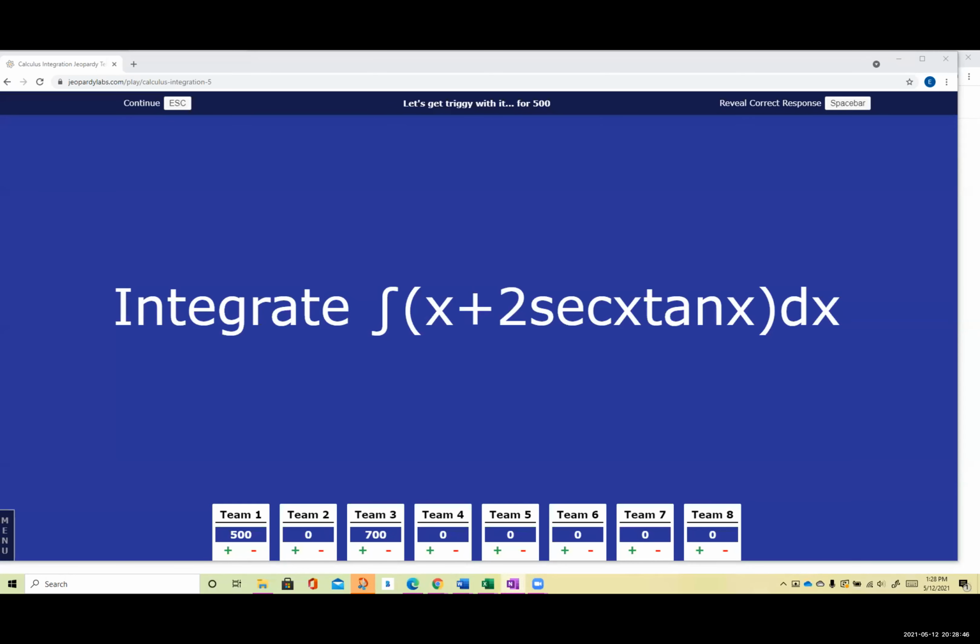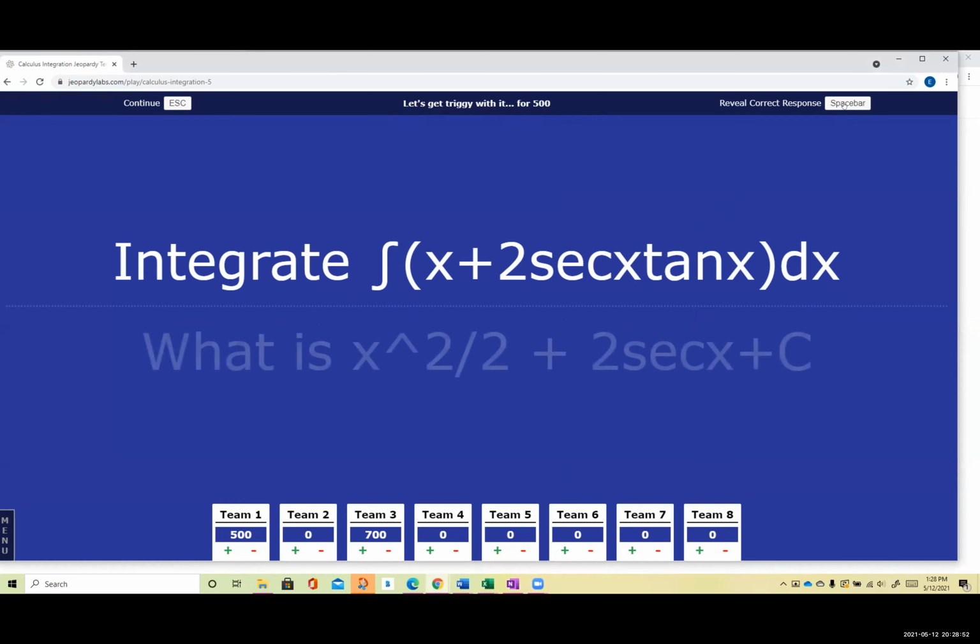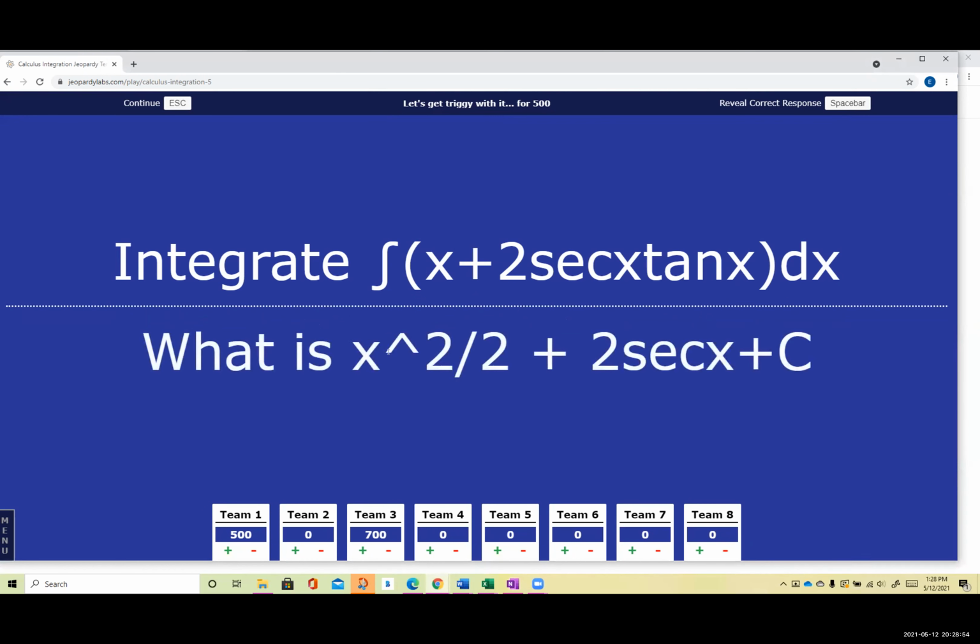Okay, so the correct answer, and we got a couple people that got the same answer, was x squared all over 2. Think about what trig function you take the derivative of that gives you secant x tan x, and that was secant x. So the antiderivative of that is 2 secant x. And then since this was an indefinite integral, we had to put that plus c.